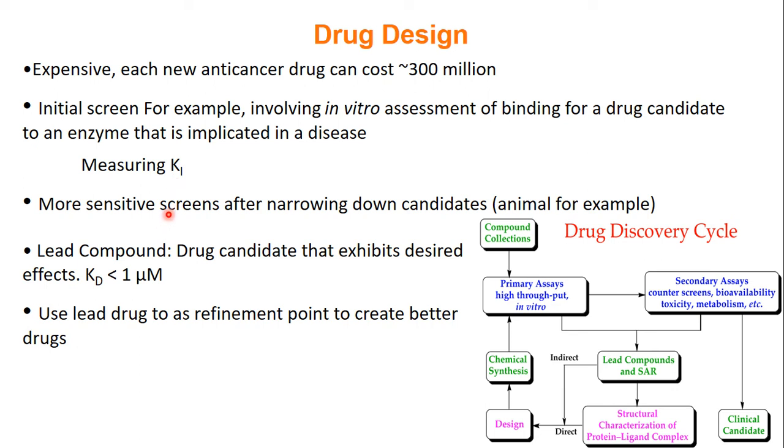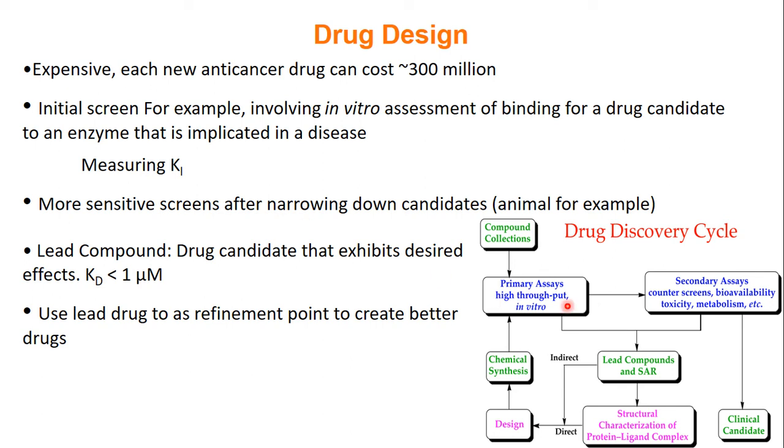Once you have found some drugs that are sensitive, you can move on to an animal screen, more sensitive screens that look for toxicity and bioavailability, to see how it works through your metabolism. In general, through your assays, you eventually come up with what's called a lead compound. A lead compound is a candidate drug that has your desired effects, such as inhibiting an enzyme, and it binds very well. The KD for a lead compound should be less than 1 micromolar.